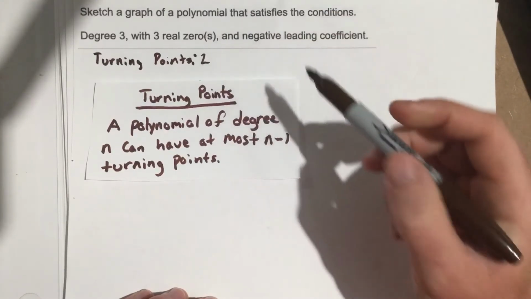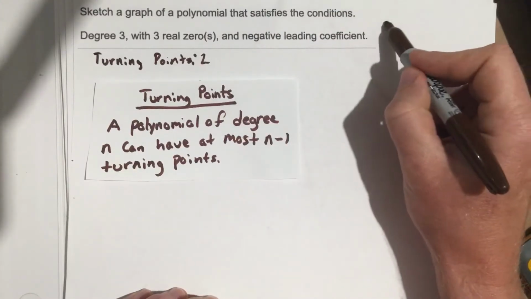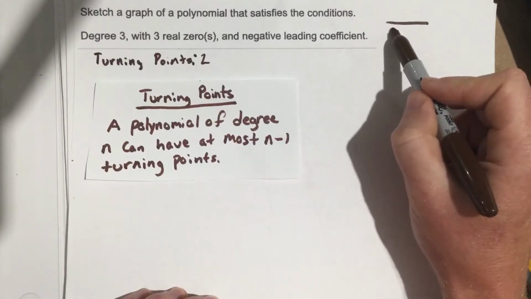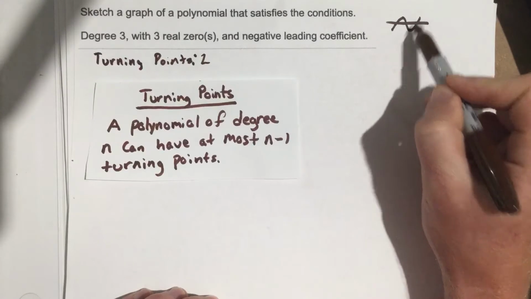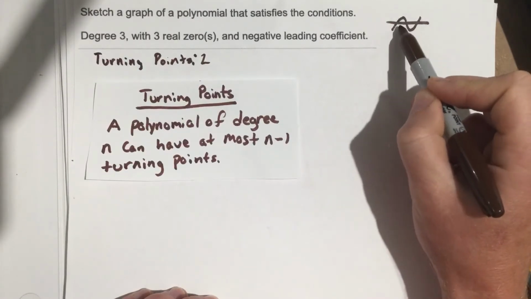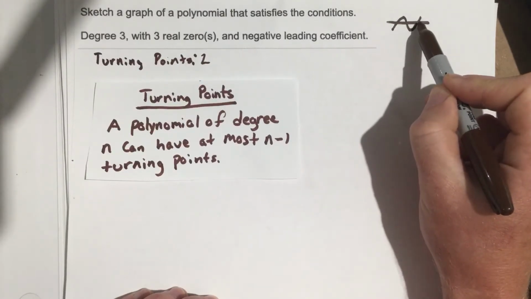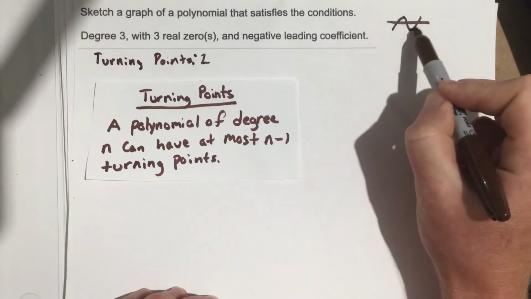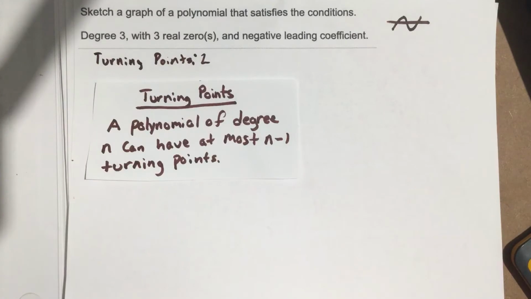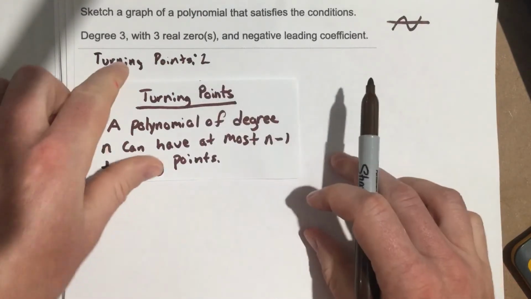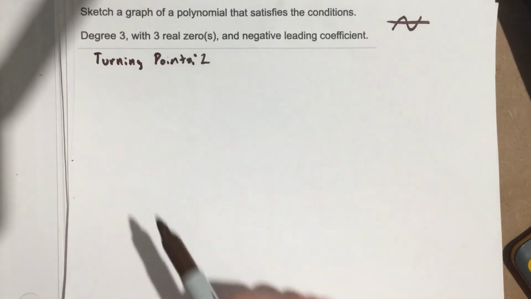Because essentially if we have 3 zeros, we have to bend across the x-axis twice. So we have to touch the x-axis 3 times, which means we have to make 2 bends in it in order to actually graph the function correctly. All right, so we know we need 2 turning points. We need 3 real zeros.